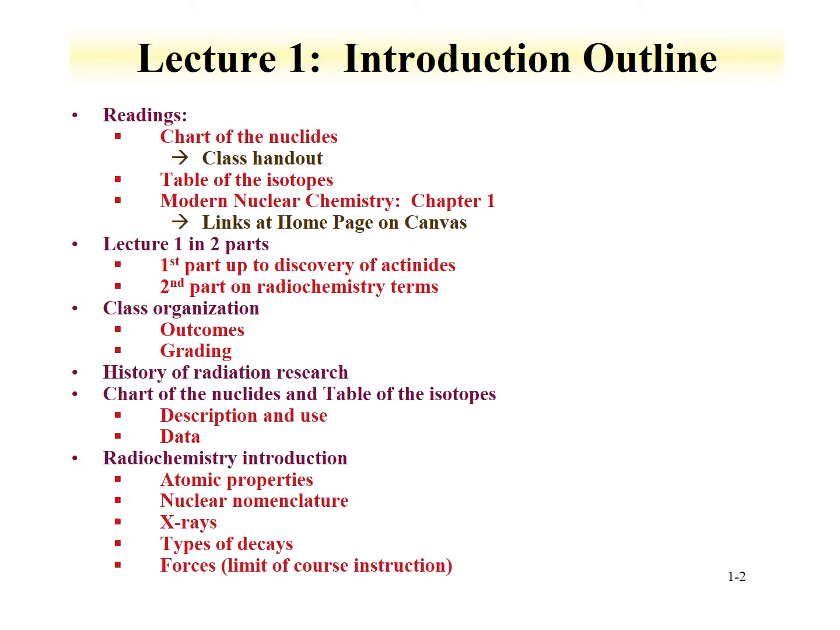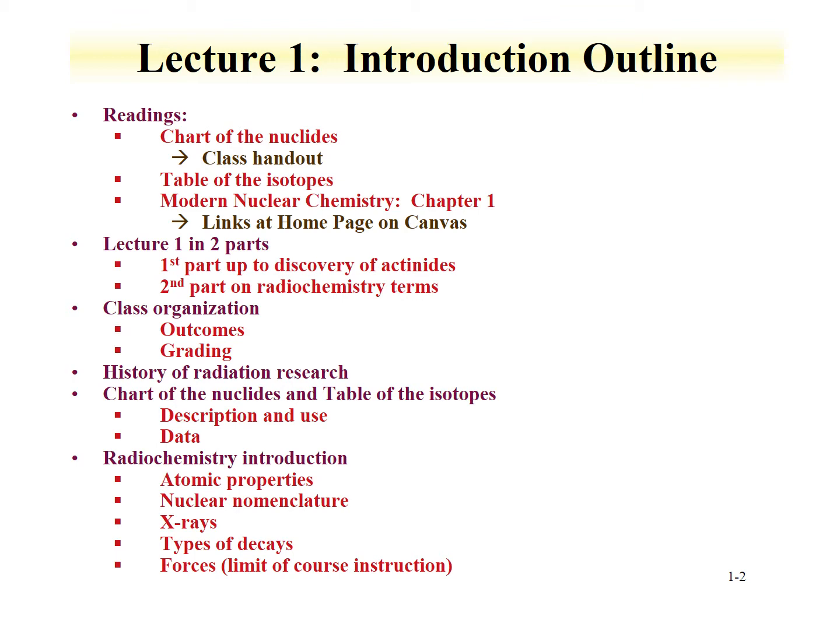The readings for Lecture 1 include the chart of the nuclides. There's an electronic and a hard copy that's available. How to obtain the hard copy is described on the Canvas site. We'll also have the table of the isotopes. And then the lecture will be supplemented by readings from Modern Nuclear Chemistry, Chapter 1. The links are at the home page on Canvas for these textbooks.